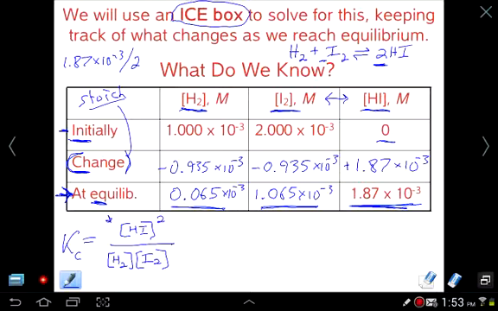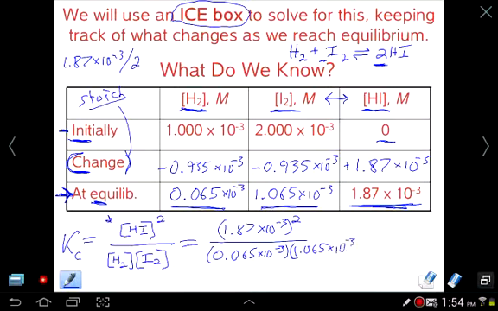Since we've got our equilibrium concentrations, we can plug these values into the equilibrium constant and solve. So go ahead and put all these in. We got 1.87 times 10 to the negative third, and don't forget to square this quantity, divided by H2, which in this case is 0.065 times 10 to the negative third, and I2, 1.065 times 10 to the negative third. Go ahead and put that into the calculator and see what we get.